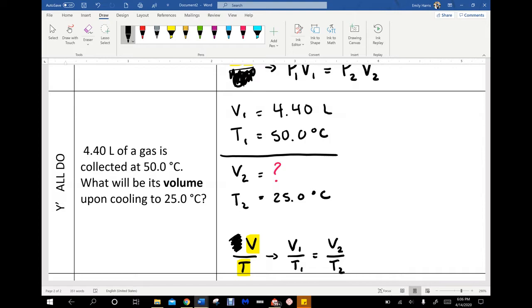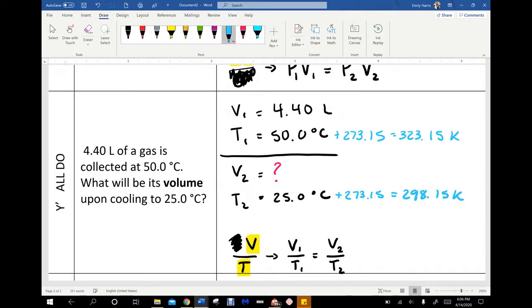The first being that anytime you're given a temperature in Celsius, we need to go ahead and convert it to Kelvin by adding 273.15. So we'll go ahead and do that to both temperatures. So in your calculator, 50 plus 273.15, that gets you 323.15 Kelvin. And then the bottom one, 25 plus 273.15 gets you 298.15 Kelvin.